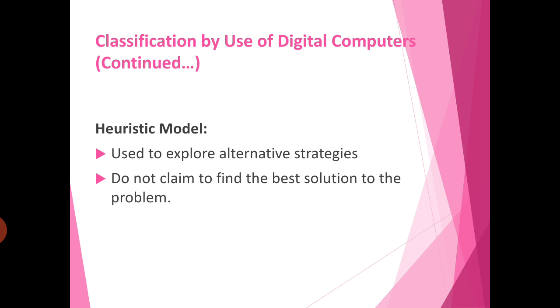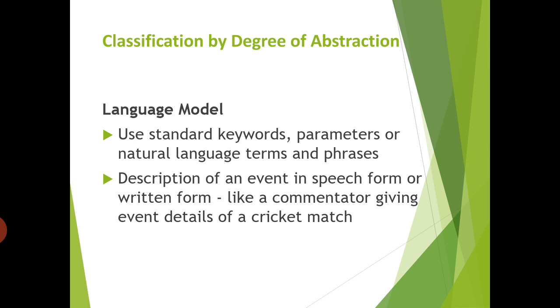Fourth type is heuristic model. A heuristic is a mental shortcut that allows people to solve problems and make judgments quickly and efficiently. These rule of thumb strategies shorten decision making time. In operations research, this model is used to explore alternate strategies, but they do not assure to give best solution.